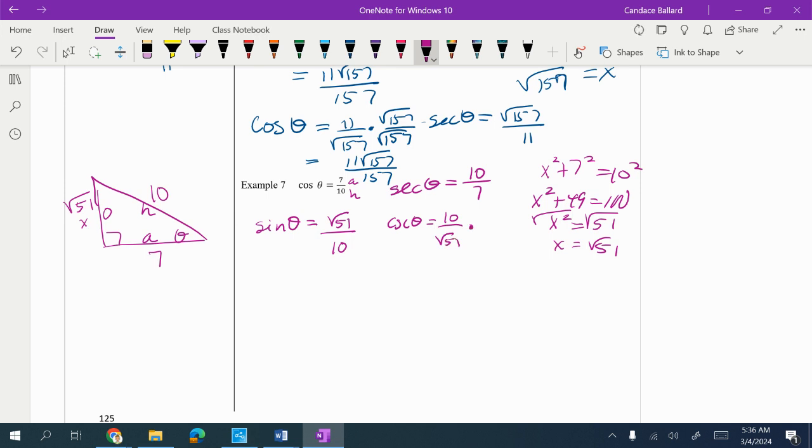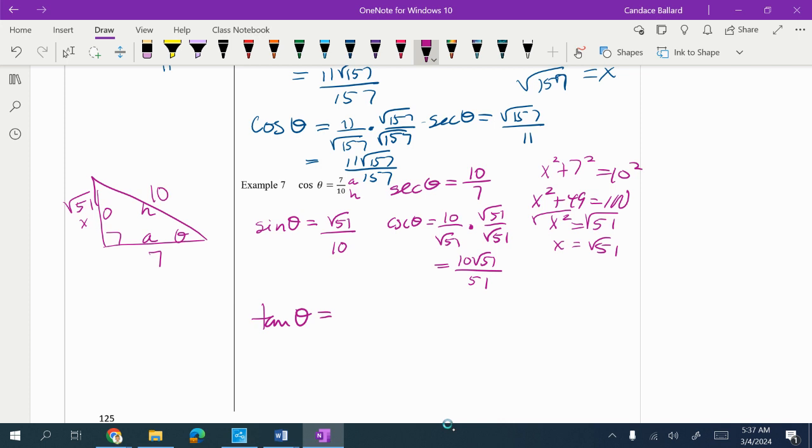And we're going to rationalize like a million times in this unit, so you're just going to get used to doing it. So across the top, we've got 10 square root of 51. On the bottom, square root of 51 times square root of 51 is 51. And then we are going to look at tangent next.